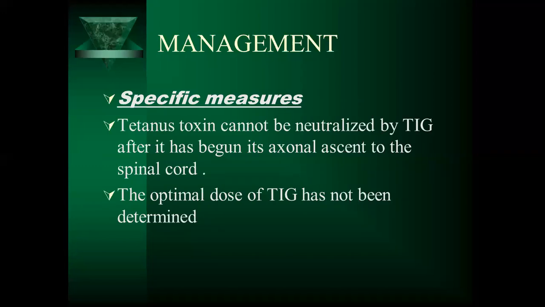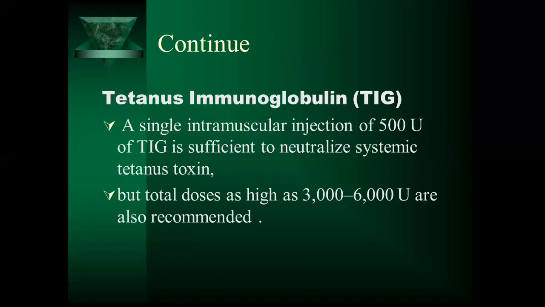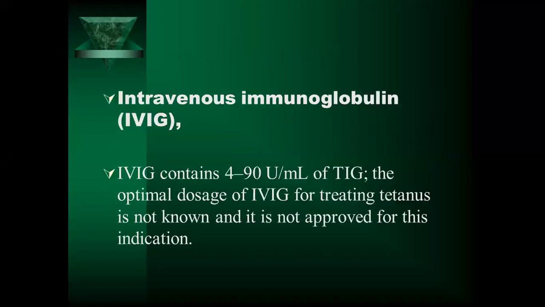So what is the dose of tetanus immunoglobulin? You must give 500 units of tetanus immunoglobulin intramuscularly. Okay, and there is a range of 3,000 to 6,000. So it depends: if it is a newborn you have to give 5,000, but if it is an older child, you can give 3,000 units to the child.